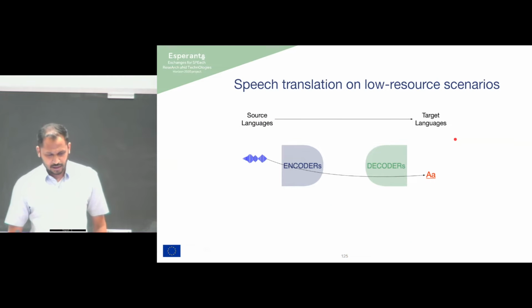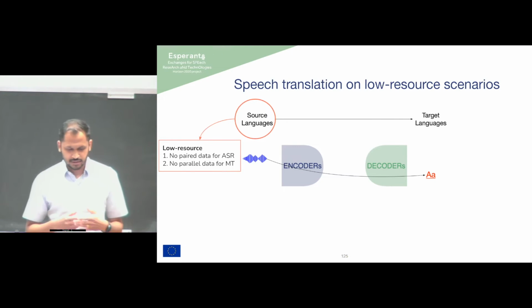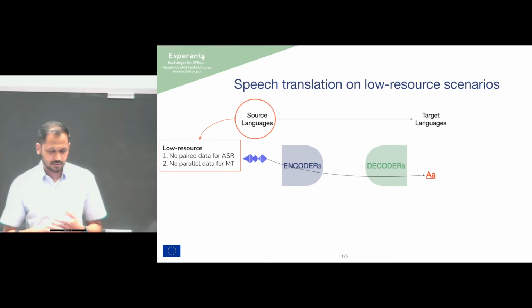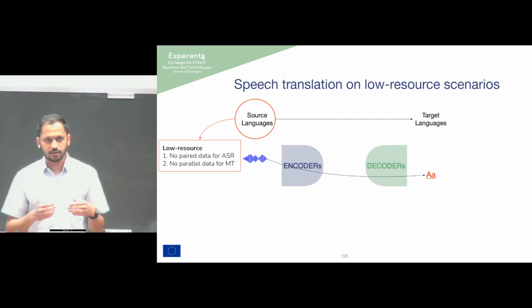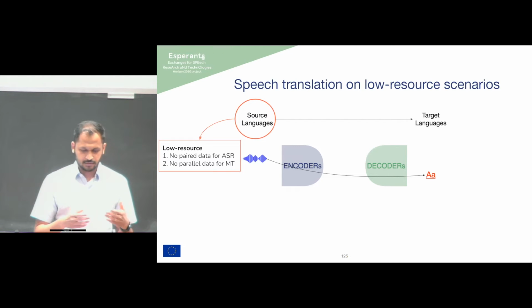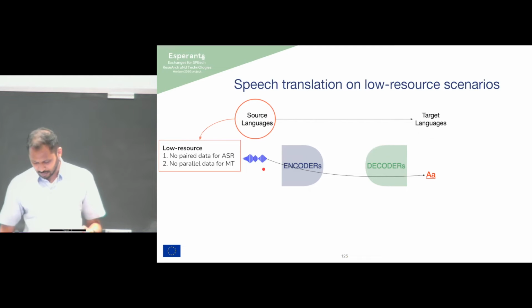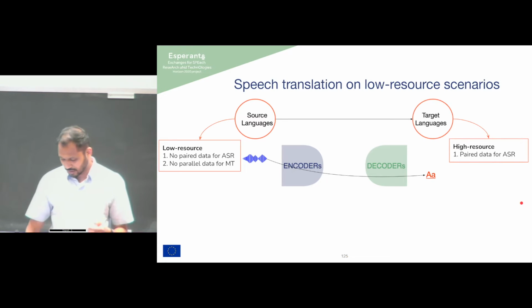And a similar setup for speech translation as well. We would like to go from speech in the source language to text in the target language. Again, here, the source language is from a low resource family. So we do not have paired speech and text, so we cannot train an ASR in the source language. And we do not have a lot of parallel data, so we cannot train a very good machine translation system on the source language. And the target language is, again, coming from a high resource scenario. We can train an ASR, or even a multilingual ASR.